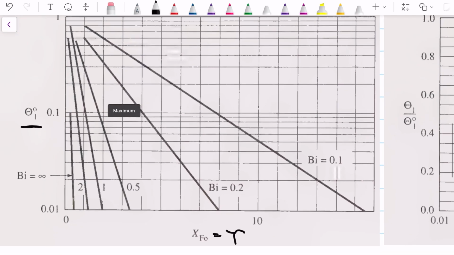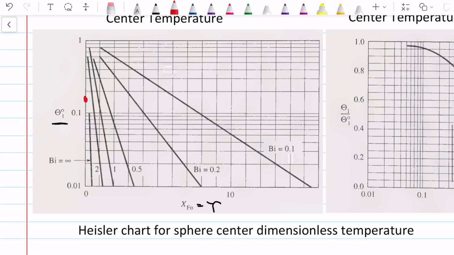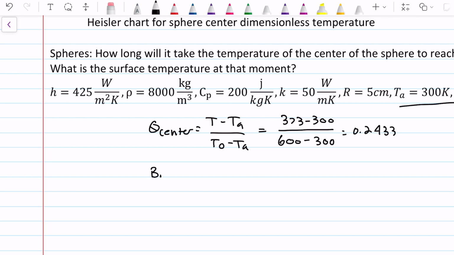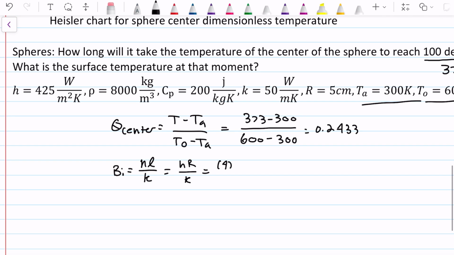So if we're using this one, that's going to be roughly here-ish. And then in order to get the tau, we're going to need the Biot number. So let's go ahead and calculate the Biot number. We know the Biot number is h times characteristic length over k, and our characteristic length is the radius, since we're using a sphere. And we have all these values. Let's just plug these in.